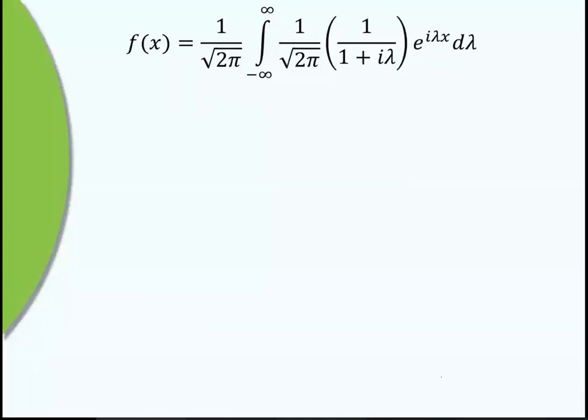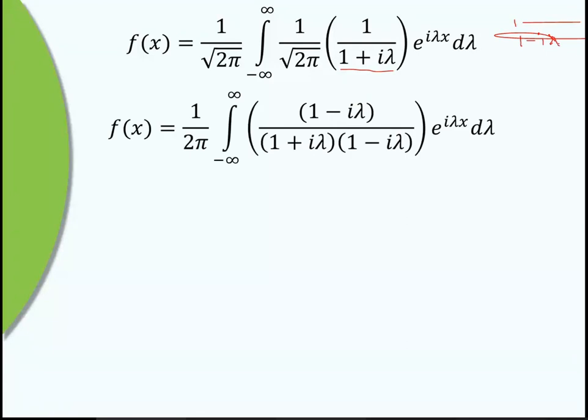Okay, 1 by root 2 pi, 1 by root 2 pi, you can combine it. And if you have a complex number in the denominator, how can we remove it? We can remove that complex number by doing rationalization. We multiply and divide by the conjugate of this. Now what is the conjugate of this complex number? It is 1 minus I lambda. Multiply and divide by 1 minus I lambda, to remove this complex number.